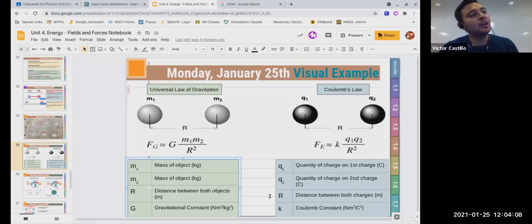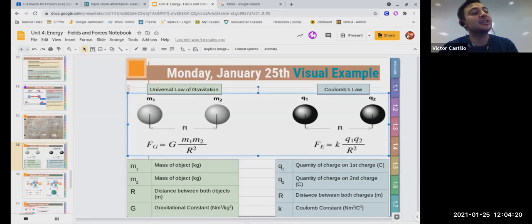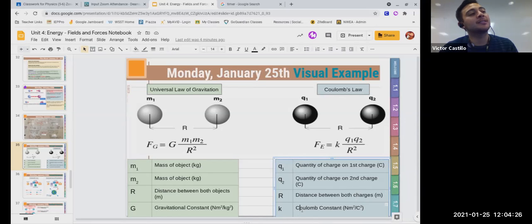And if you go to Coulomb's law, they look the same. The only difference is instead of m1, it's q1, which is the quantity of the first charge, and q2, which is the quantity of the second charge. But the distance is still the same. It's still r. R is the distance between both charges. And then K is the Coulomb constant, which we'll talk more about next week. Okay, so it's a really good visual for you to see that.